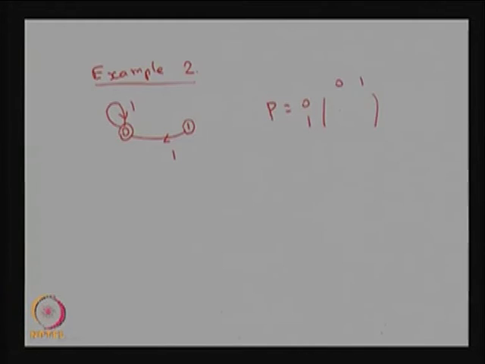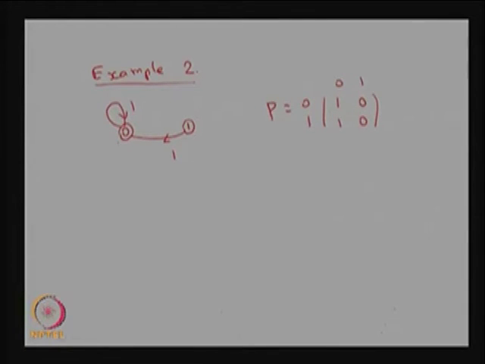So, 0 to 0 in one step, that probability is 1, 0 to 1 is 0, 1 to 0 is 1, 1 to 1 is 0. You can verify that this is a stochastic matrix, because each element lies between 0 and 1 and the row sum is 1. Both are equivalent: the state transition diagram and the one step transition probability matrix are one and the same.